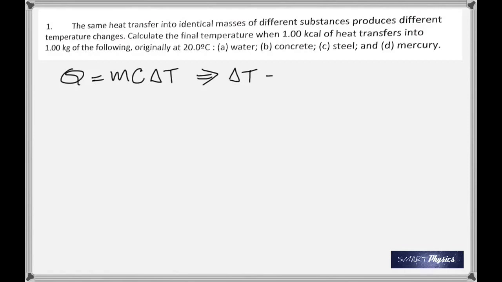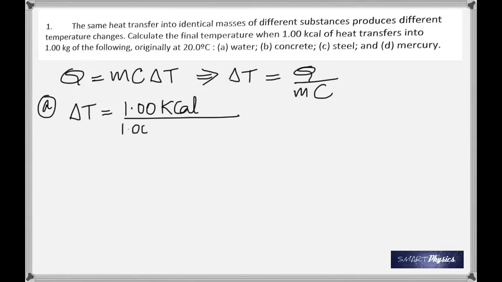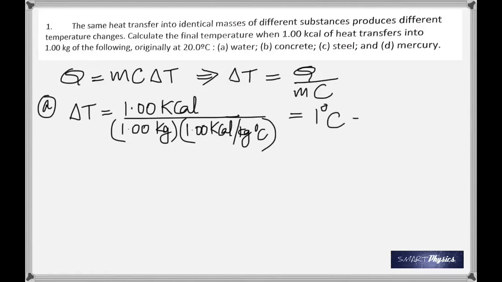And in each case you're asked to find the final temperature. So we will find the change and add it to the initial. The first case, it's 1 kilocalorie, that's Q. Mass is 1 kilogram for each of them. The specific heat of water is 1 kilocalorie per kilogram Celsius. That gives 1 degree Celsius. And therefore the final temperature is 20 plus 1, 21 degrees Celsius.